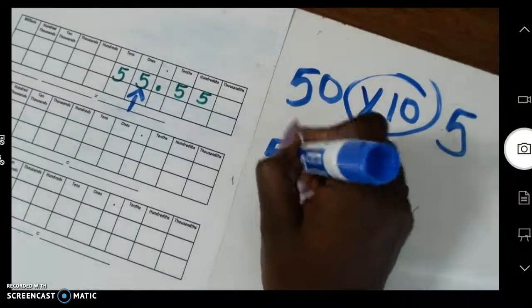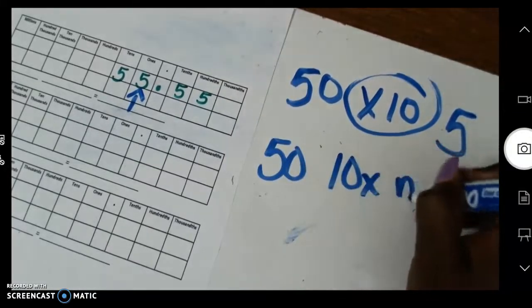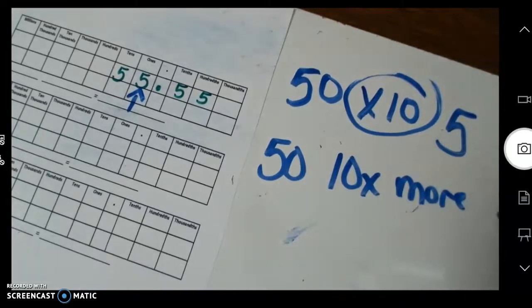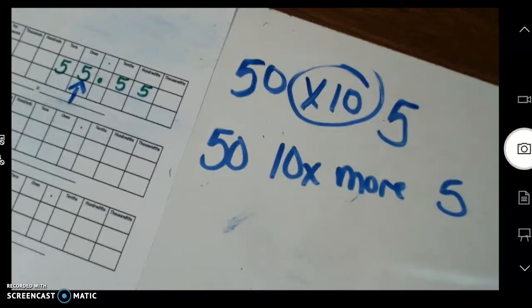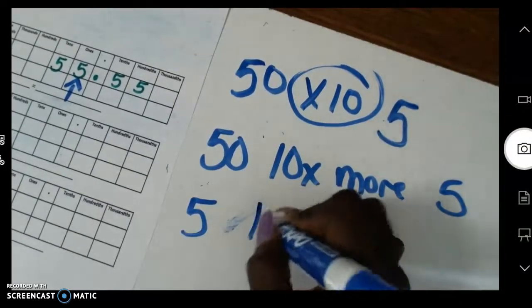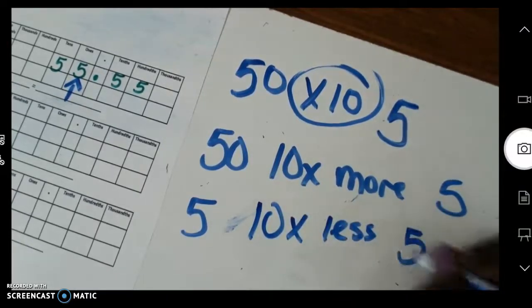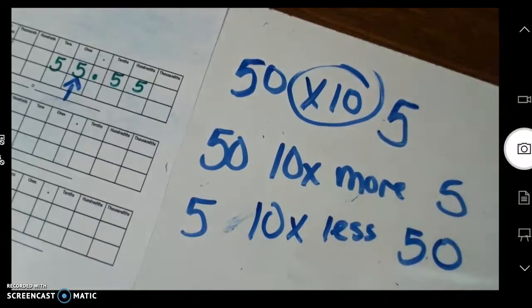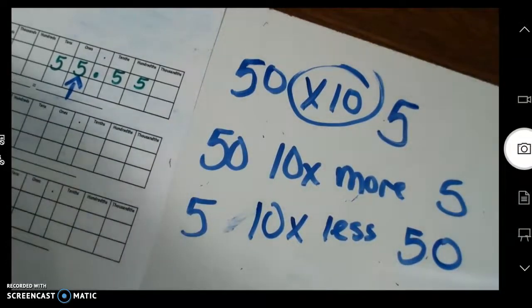So, the 50 is 10 times more than the 5 in the ones place. Or you can say the 5 in the ones place is 10 times less than the 5, or the 50, in the tens place. Let's look at our next example.